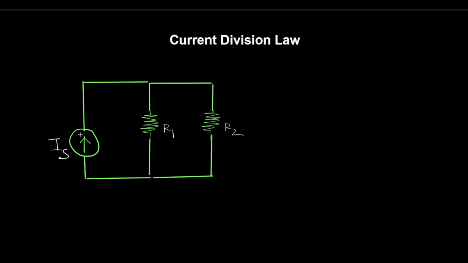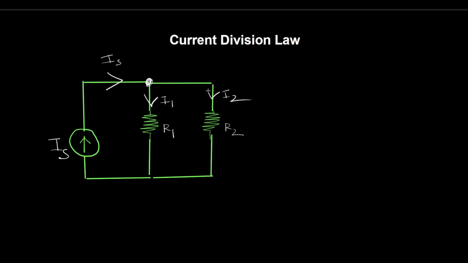This is a current source, which is Is, and two resistors R1 and R2 are connected in parallel with this source. Now by using current division law, we can easily find out the current flowing through each resistor. That means this current flowing through the circuit is basically Is, and at this point it is branching into two. So this is I1 and this is I2, right?